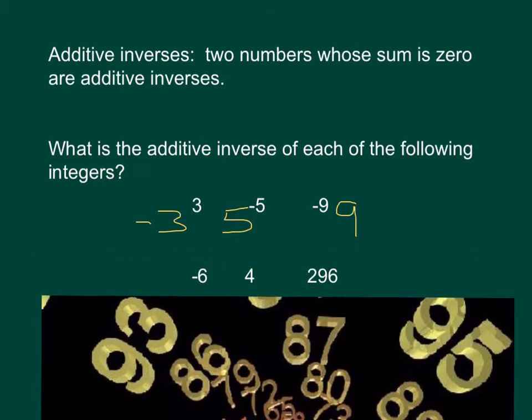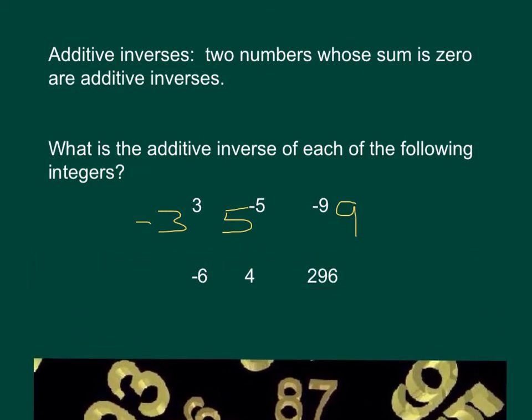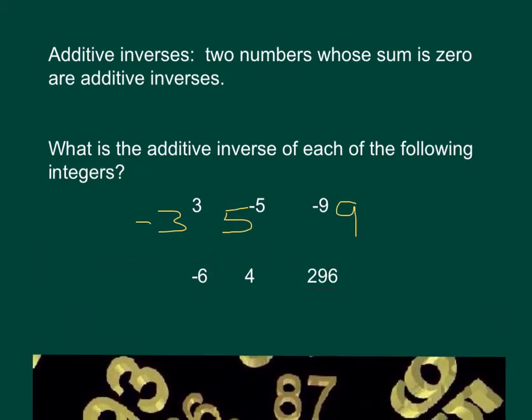Please take a moment and find the additive inverse of the following three numbers below. The additive inverse of negative 6 is positive 6. The additive inverse of 4 is negative 4. And the additive inverse of 296 is negative 296.